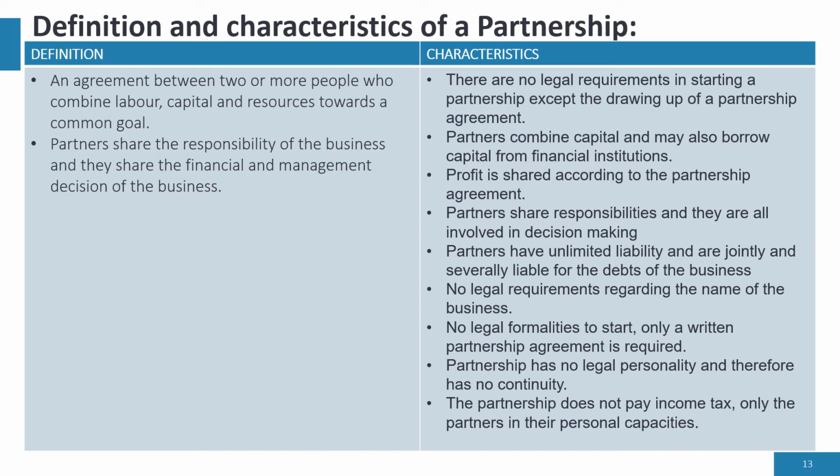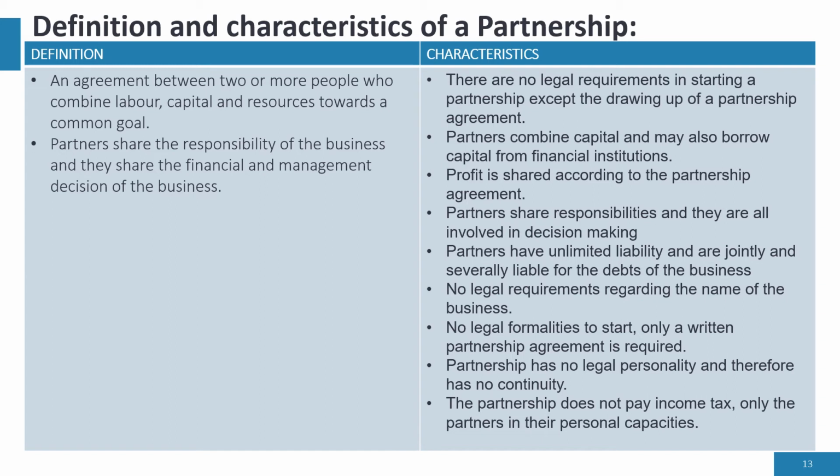And then partnership has no legal personality and therefore has no continuity, just like the sole trader. So what they mean here is, let's say you are three partners in a partnership agreement and one of the partners decides they want to step out of the partnership agreement. Then the current partnership agreement, the document or the verbal agreement, basically falls away and it's not valid anymore, then you need to set up a new agreement. And the same goes for when a new partner steps into the partnership, then a new partnership agreement needs to be set up and the old one gets dissolved.